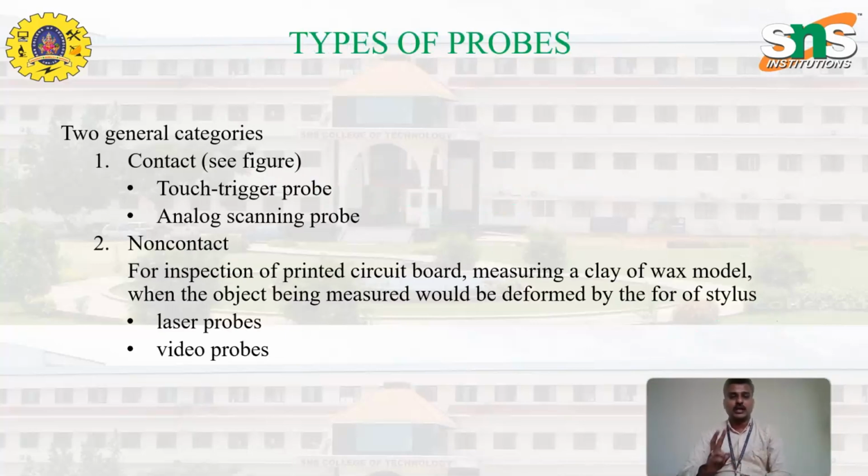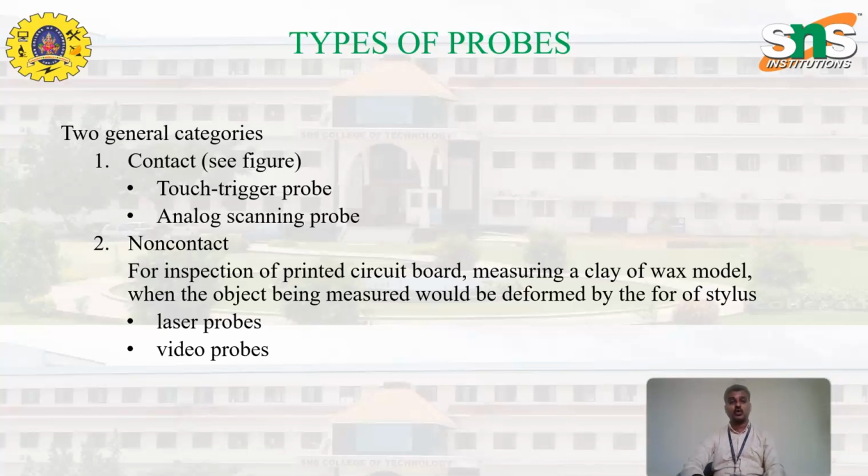We generally have two categories of the probe. One is the contact probe and another one is the non-contact probe, where the contact probe is nothing but it will touch the component or the product and measure the object. That is the contact probe type, which you can see in many mechanical industries. These probes have been used from the olden days. It is very easy to measure the object. We have two types of contact probe: one is the touch trigger probe and another one is the analog scanning probe.